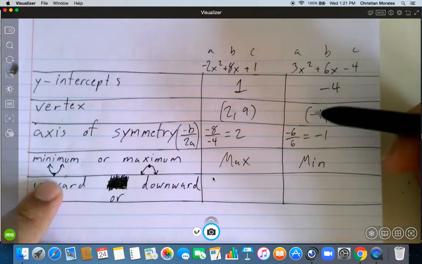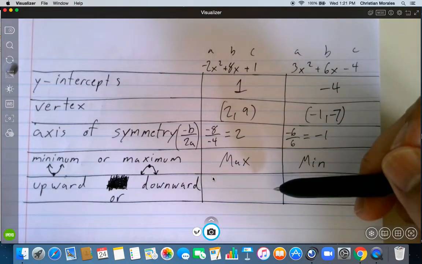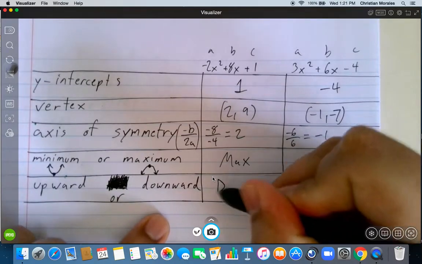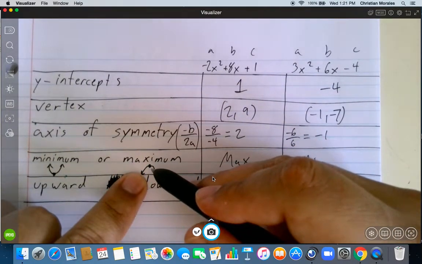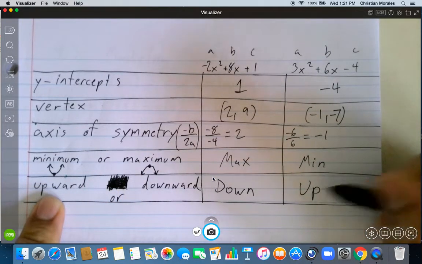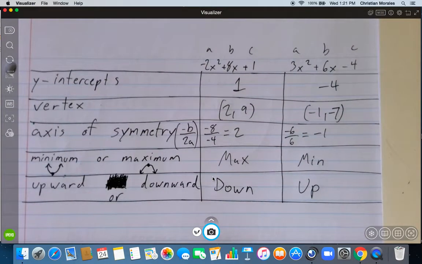All right, next. Opens upward or opens downward. That has to do with the arrows. So when you have a maximum, the arrows are going down because it's only going to get smaller from that point. But if you have a minimum, the arrows are going up. Okay? So that's really it.